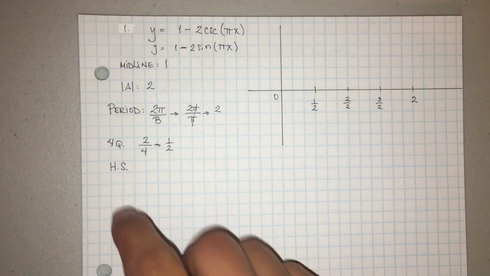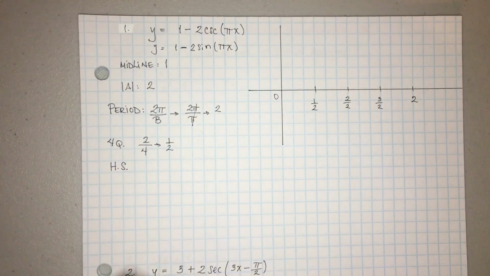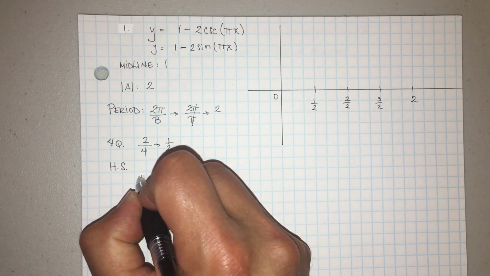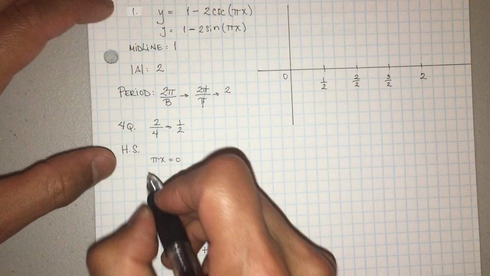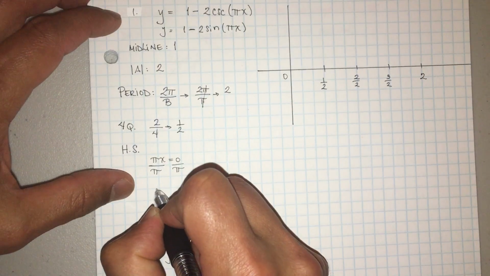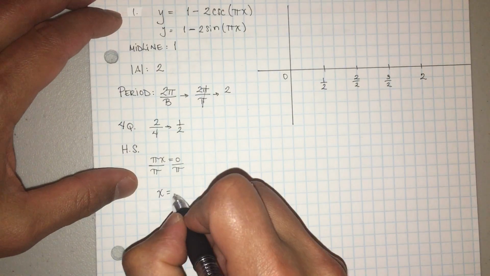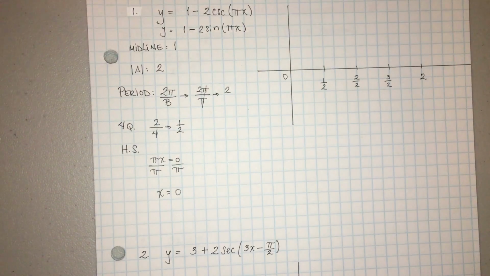Lastly, I want to go ahead and do my horizontal shift. My horizontal shift is this guy here, whatever's inside the parentheses, pi x. I'm going to set it equal to 0, and I'm going to go ahead and solve. So I'm going to divide by pi, okay? And pi divided by pi is 1, 0 divided by pi is actually 0. So this guy's not going to move anywhere left or right, it's just going to stay put, which is great. So now I'm going to go ahead and start graphing, okay?